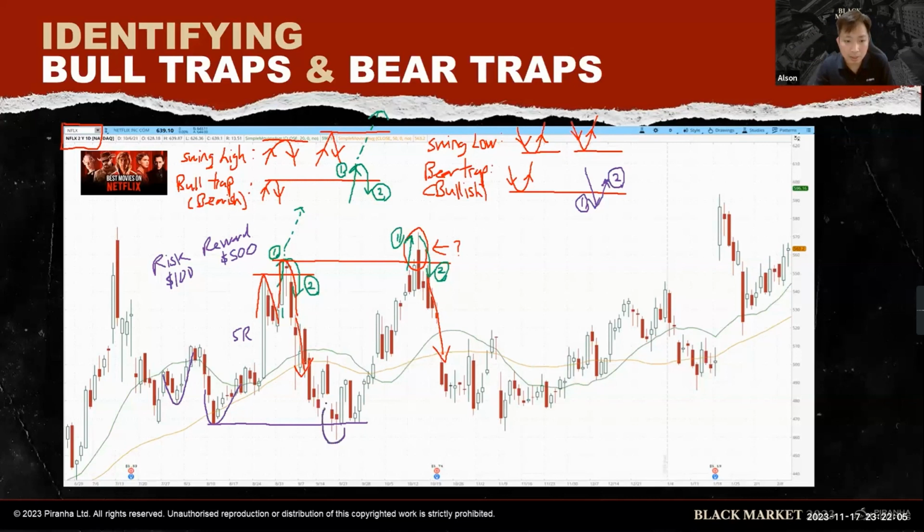So guys, same thing here. Is this a bear trap? Yes or no? Same thing, type in the chat box. Is this a bear trap?